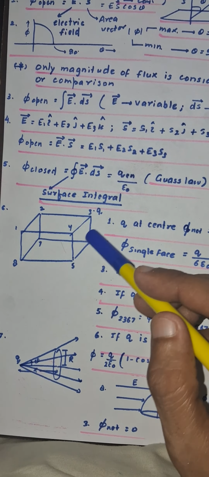Similarly, for the right surface, it will be E into pi r square by 2, because the same lines will cross the right part, but in an opposite way. For the left part, it is inward; for the right part, outward, and the net flux will be 0.